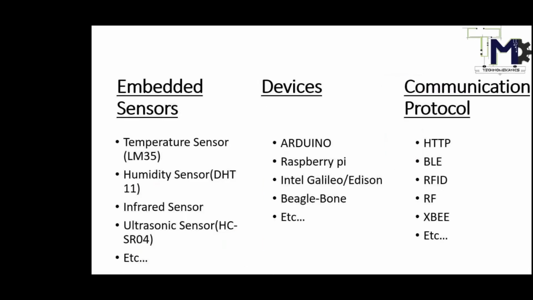So these are the major three components, and you must have knowledge of these three things when you work with IoT. The first thing is the embedded sensor. The embedded sensor is the thing which will collect the data for us. It will give us insight into our environment or surroundings.